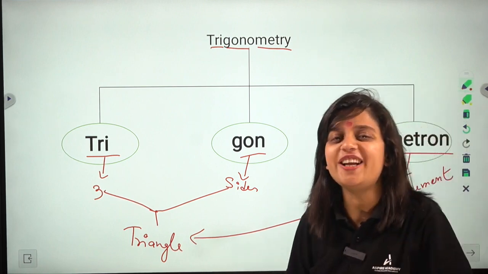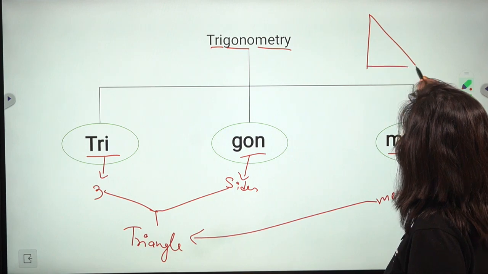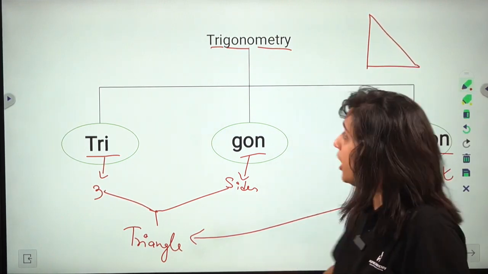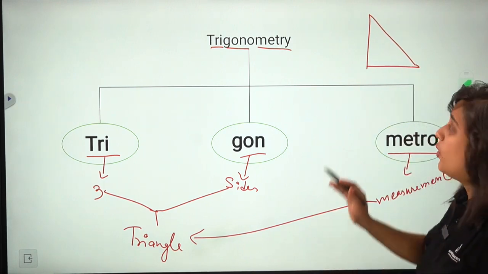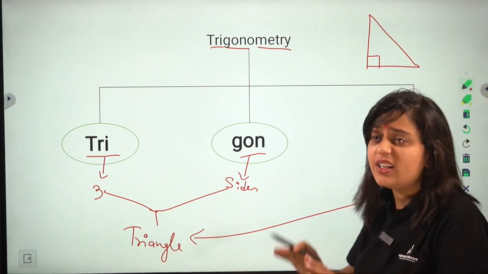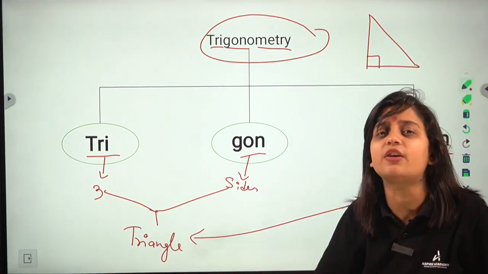And it is specially a right angle triangle. Now see, this is a right angle triangle. What does a right angle triangle mean? Right angle triangle means a triangle which has one angle of 90 degrees. Clear? Now this trigonometry is dealing with the calculation of all the sides and angles of a right angle triangle.